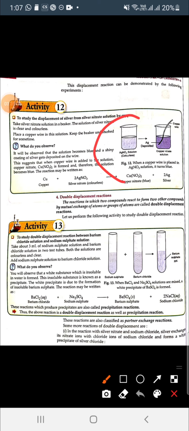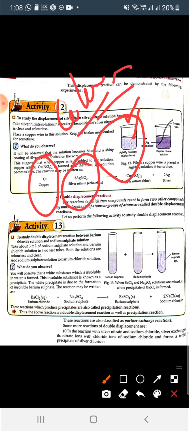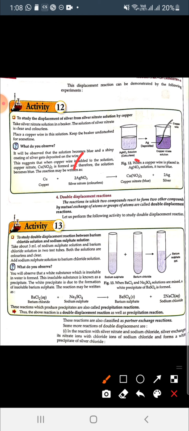Here AgNO3 solution is taken and a copper wire is dipped into it. Before dipping, the AgNO3 solution is colorless, and after dipping the copper wire and waiting some time, it becomes blue, because copper is more reactive than silver. It displaces silver from its solution and takes its place, and copper nitrate solution is formed, which is blue in color, and silver is deposited on the copper. So this is all about displacement reactions.